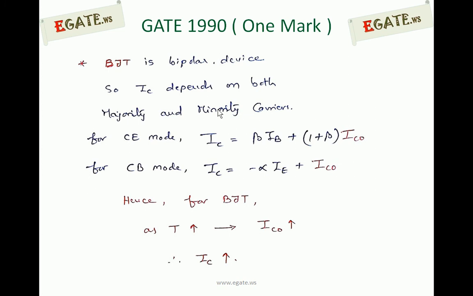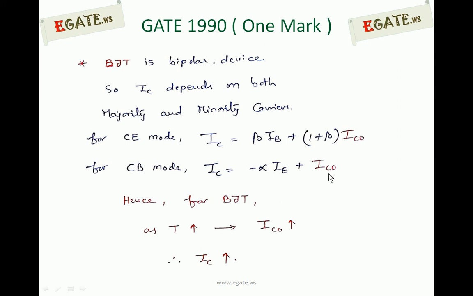BJT first. Bipolar junction transistor, as the name implies, is a bipolar device. Bipolar means the current is due to both types of polarities, electrons and holes. That is, one is majority carrier, the other is minority carrier, whether it is NPN or PNP. The output current of a BJT, the collector current, depends on both majority and minority carriers. The known equations are, for common emitter, IC equals beta IB plus (1 plus beta) times ICO, whereas for common base, IC equals minus alpha IE plus ICO.